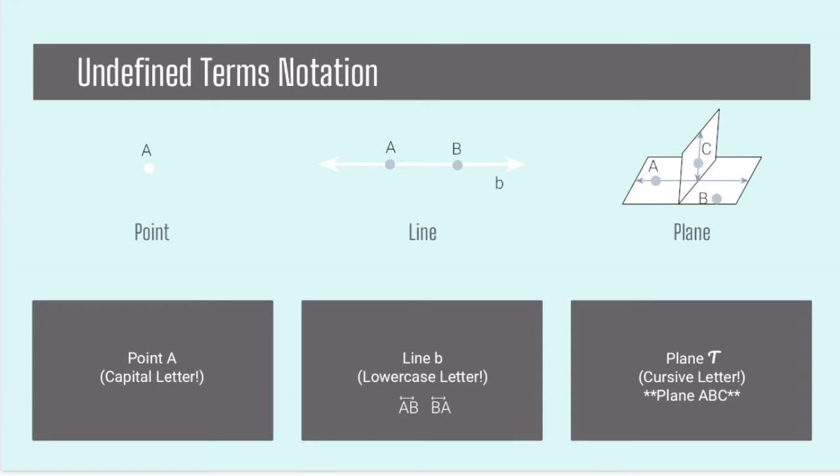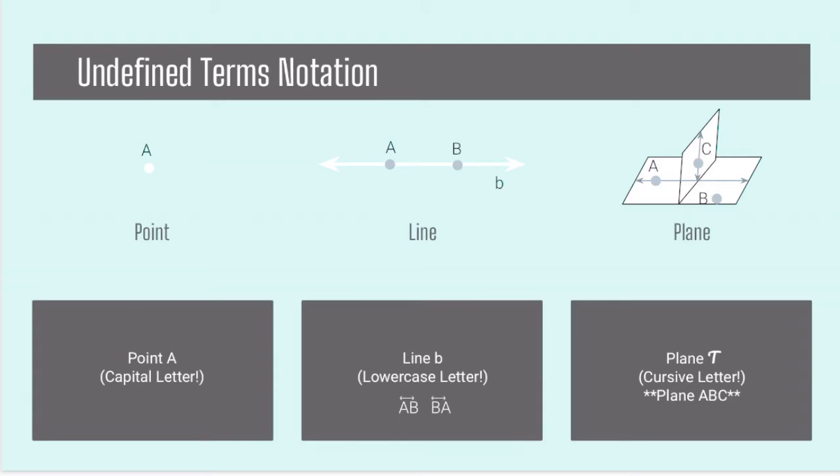Next, a line can be written two ways. It can be written as the word line and its label following it in lowercase. It must be in lowercase or it will be incorrectly noted as the point. Another option is to take the two endpoints on the line, like here it's points A and B, and draw a line symbol with arrows going in both directions right on top of it. The endpoints can be in any order because they are commutative.